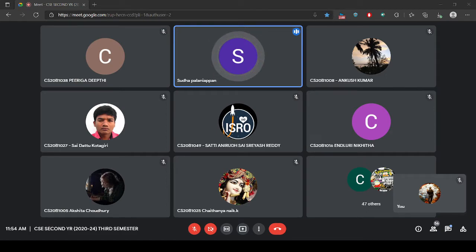Unit 4 is medium access control. I will just give you an introduction to what medium access control is, and in the next class we will look at it in detail.